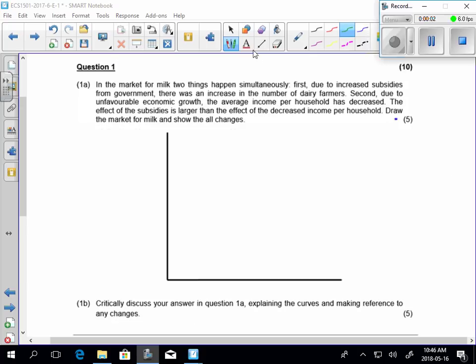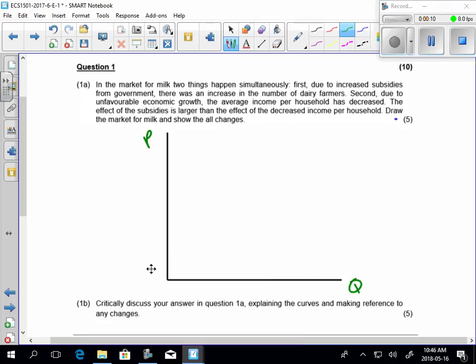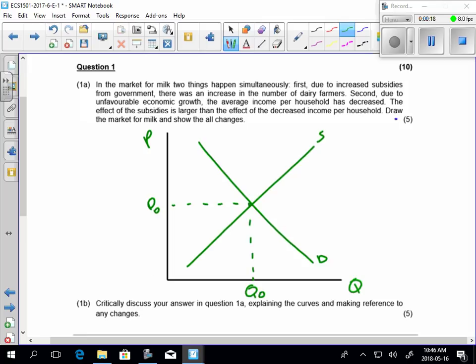Okay, so question one, supply and demand graph. Two things happen. You're talking about your simultaneous supply and demand changes. So draw your equilibrium start point. Okay, due to increased subsidies, there is an increase in dairy farmers, and due to unfavorable economic growth, income per household has decreased. Okay, the effect of the subsidies is larger than the effect on income.